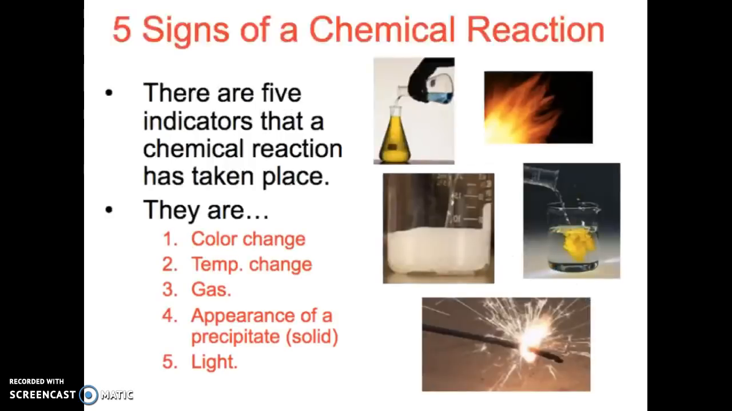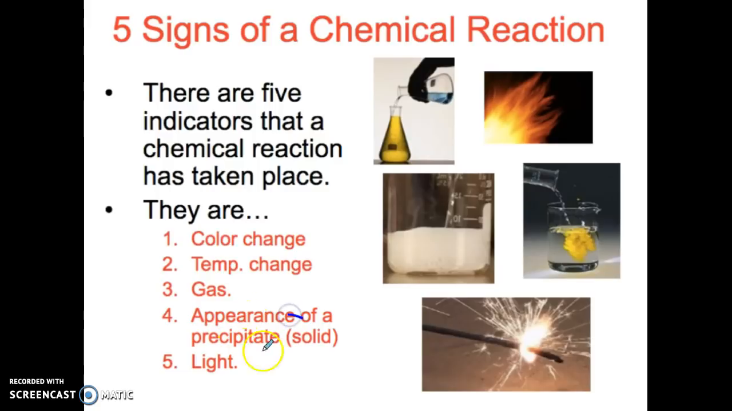But first, I want to talk about what you remember from the first day we had chemistry class. We talked about the 5 signs or 5 indicators that there is a chemical reaction happening. If you recall, 1 is a color change, 2 is a temperature change. So if the temperature goes up or down, that's an indication of a chemical reaction. If there's bubbles that appear, that's an indication that gas was formed.